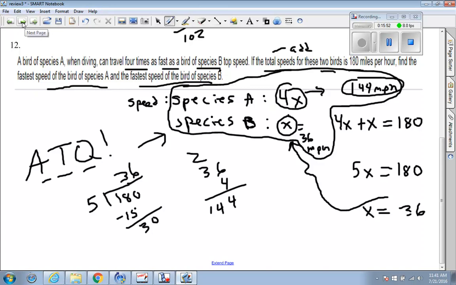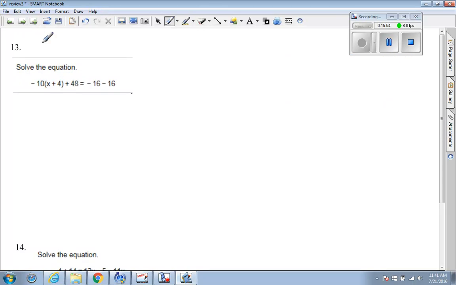All right, moving right along. 13 is just a straight up solve the equation, so I'm going to cruise through that as if you're comfortable. So negative 10x minus 40 plus 48 equals, and on this side of the playing field we can just combine those like terms. That's going to make negative 32.